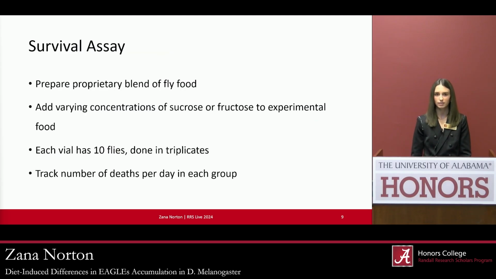The first aspect of this project is the survival assay, which measures the fly's mortality over time. We start by preparing a proprietary blend of fly food for the control group and adding sucrose or fructose as necessary to the food for the experimental groups. For a given trial, each experimental group consists of 3 vials with 10 flies each. We track the number of deaths per day and replenish the food every 4 days throughout the trial.